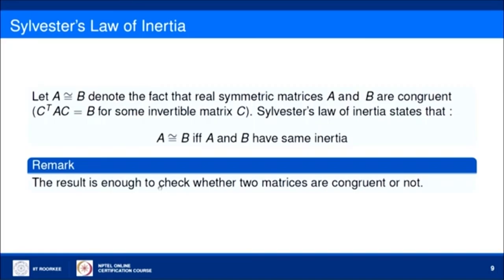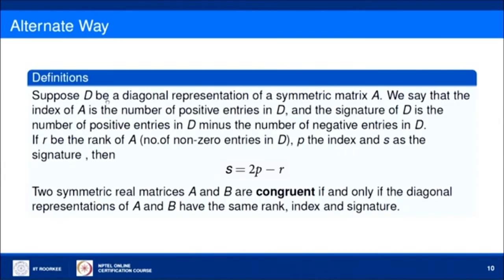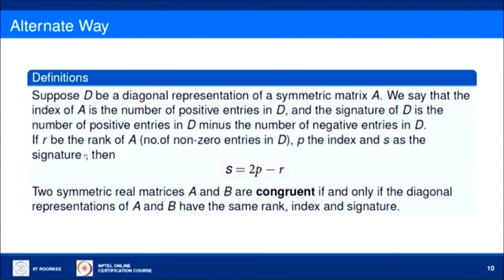The alternate statement of this theorem is: suppose D is a diagonal representation of a symmetric matrix A. We say that the index of A is the number of positive entries in D, and the signature of A is the number of positive entries in D minus the number of negative entries in D. If R is the rank of A, then R is the number of non-zero entries in the diagonal representation of A, because it equals the number of non-zero eigenvalues, P is the index and S is the signature.